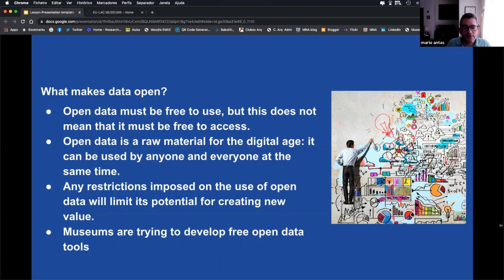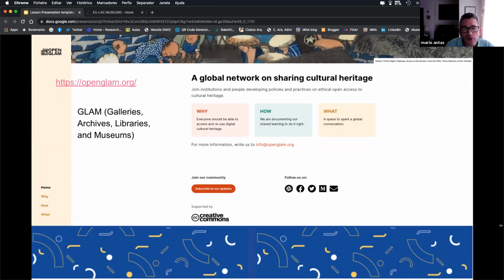And of course, museums are trying to develop free open data tools. And this is the main question during the lockdowns and, of course, during this COVID-19 pandemic crisis around the world. So I just want to share with you, when we talk about open data, what we call Open GLAM. GLAM: galleries, archives, libraries, and museums. And of course, this project is about establishing a global network on sharing cultural heritage. And these questions are very important for museums and all the GLAM to develop resources and share them in a broader way.